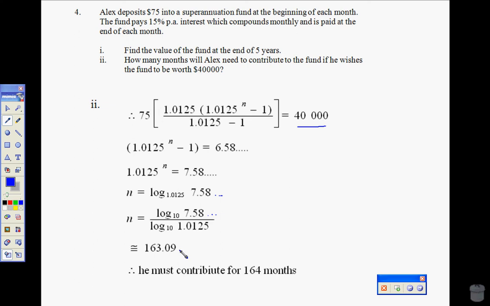163.09. So again, it's going to go on. What we're more interested in is the 163. So to get 40,000, he's got to invest a little bit more than 163 months. So that means after 164 months, he's going to have the $40,000, over $40,000. So that's how many months you've got to invest for, 164.